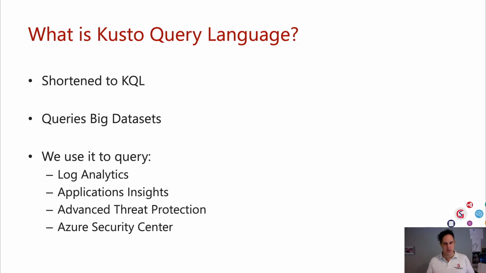And the really cool thing is that when I query across all these platforms using KQL, it's the same experience. It's the same query language I'm going to use. It's identical across them. The only real difference between log analytics, application insights, advanced threat protection, and Azure Security Center is basically the data underneath.